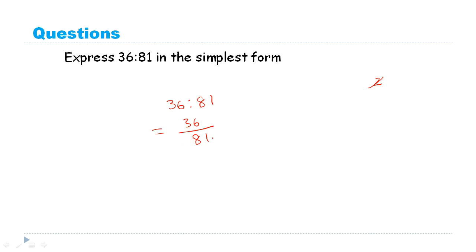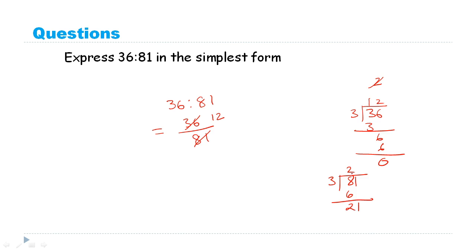And is 81 divisible by 3? You just add these digits. 8 and 1 will be 9, and 9 can be divided by 3. So both the numbers will be divisible by 3. So if you divide 36 by 3, 3 ones are 3, and 3 twos are 6, so 12. And if you divide this 81 by 3, 3 twos are 6, and 8 minus 6 is 2, 21, 3 sevens are 21. So 27. Now you see 12 by 27.